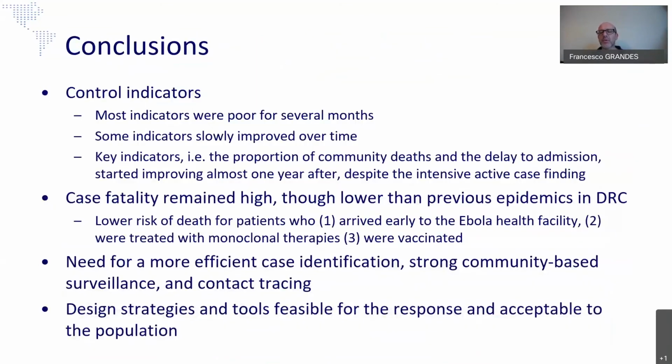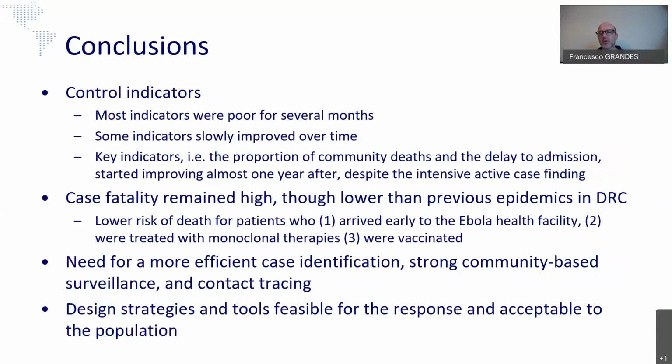Control indicators were poor, some of them very poor, in the initial months from the start of the epidemic. Some indicators slowly improved over the course of the epidemic. Other key indicators, however, such as the proportion of community deaths and the delay from symptom onset to admission, did not improve for almost 1 year. This is despite the active case finding and very sensitive suspect case definitions that were used. Case fatality remained high, though it was lower than in previous epidemics in the DRC.